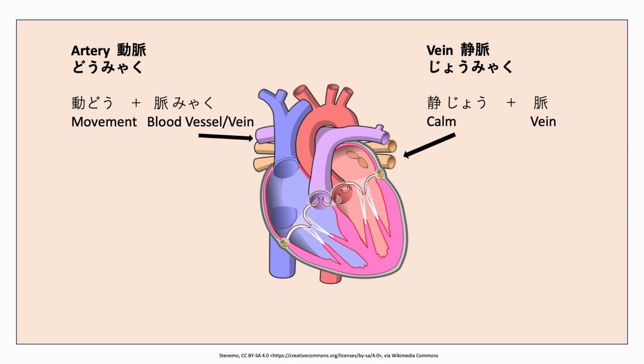Next we have the Japanese word for vein, which is jomyaku. Breaking the word down, we first have the kanji jo for quiet or calm, followed again by the kanji myaku for blood vessel or vein, together making quiet vein, or jomyaku, which is vein. So remembering that the vein is the blood vessel that returns blood to the heart in a quiet, calm manner, jo, compared to the active, forceful manner of the artery pushing blood out into circulation, will help you remember the word jomyaku for vein.